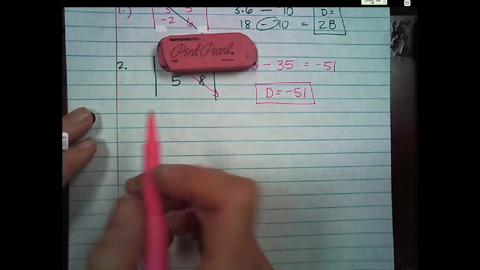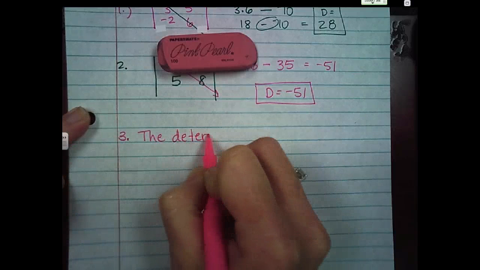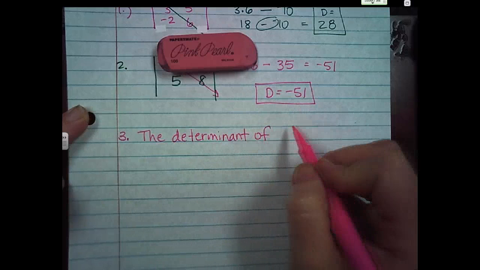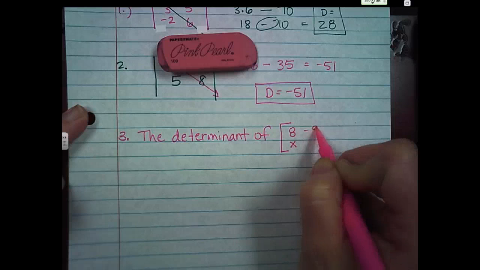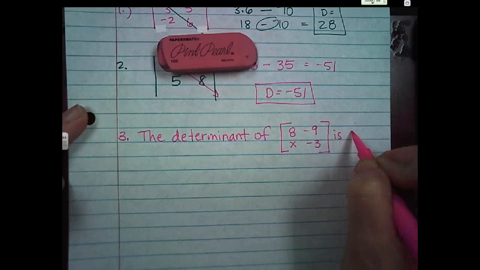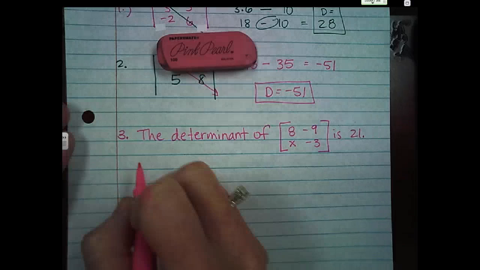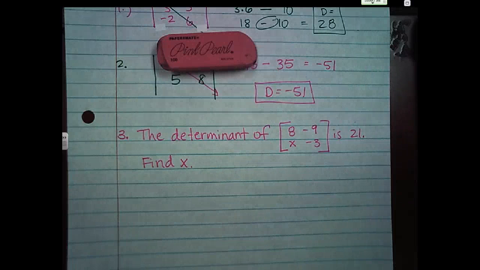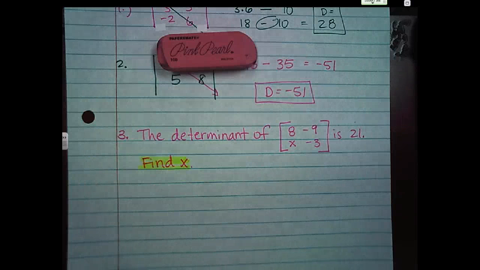Number 3. Okay, it says the determinant of, and I'm going to give you a matrix. Okay, 8x, -9, and -3. There's your matrix. Is 21. So I'm telling you the determinant of that matrix is 21. And the question actually is to find x. So it's just basically just trying to ask if you truly understand the concept of the determinant.